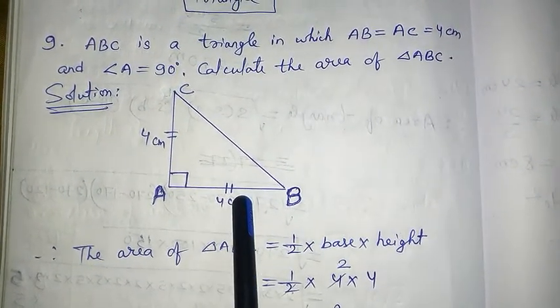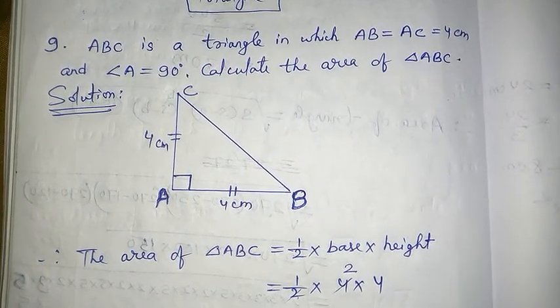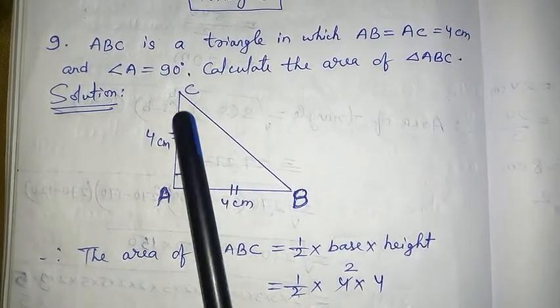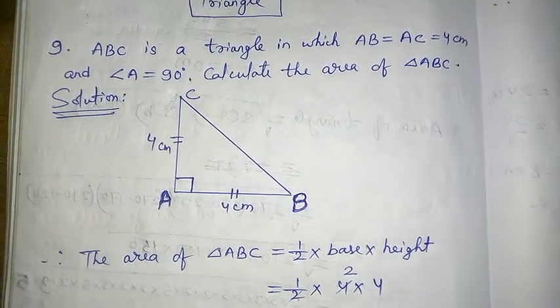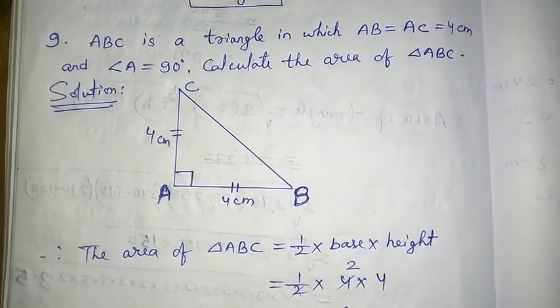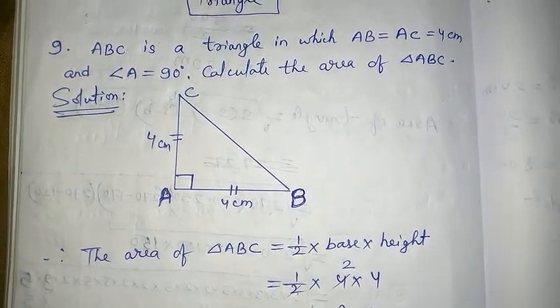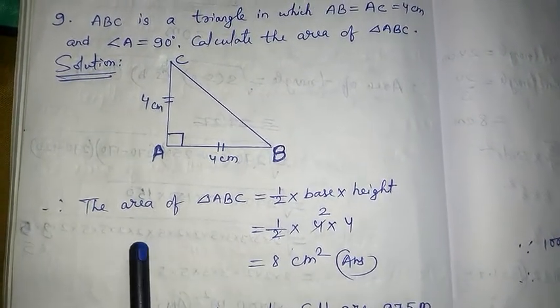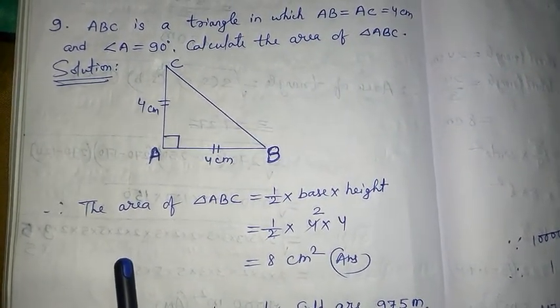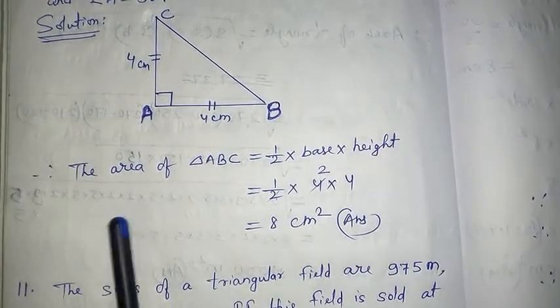Actually I can say it is an isosceles triangle as well as a right angled triangle, because when two sides are equal it is an isosceles triangle, and when there is 90 degree it is a right angled triangle. So it is both, a right angled isosceles triangle. Now I can apply either the isosceles triangle's formula or the right angle triangle's formula, but the right angle triangle's formula is very easy.